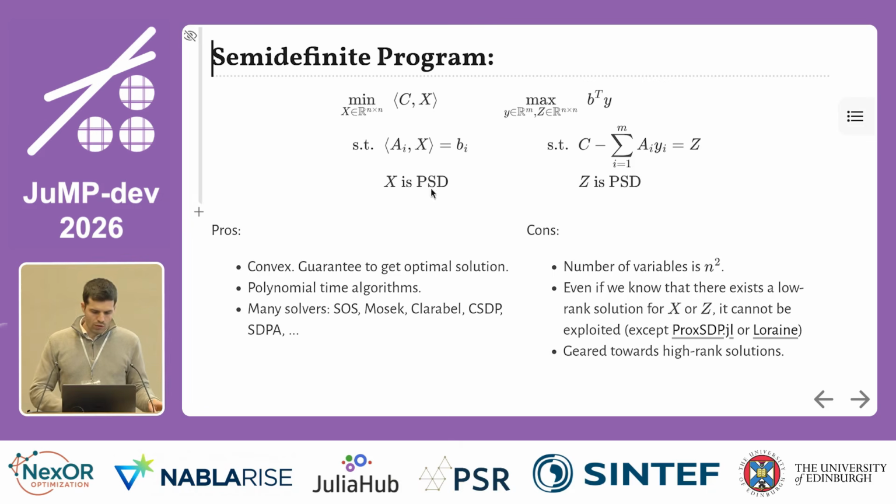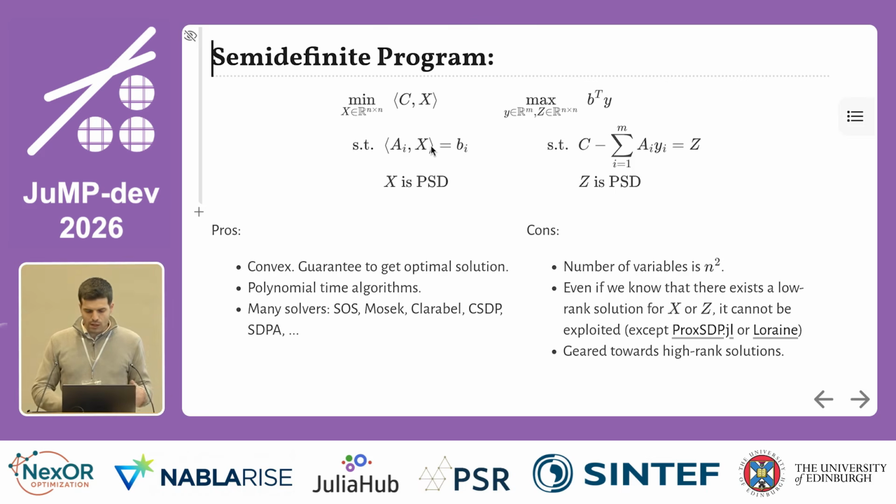So you can use many convex solvers for this. The advantage is that it's convex, so you are sure to get the optimal solution. You even have polynomial time algorithms to solve it. We have many solvers to do that. The issue is that you have quite a large number of variables. So if X is n by n, you have n squared variables. So when n is large, that's a large optimization problem.